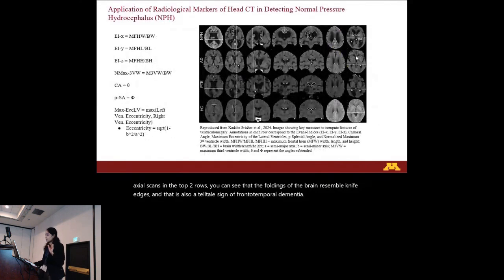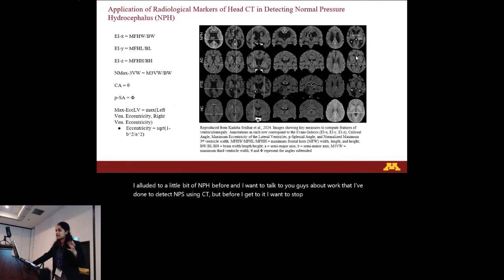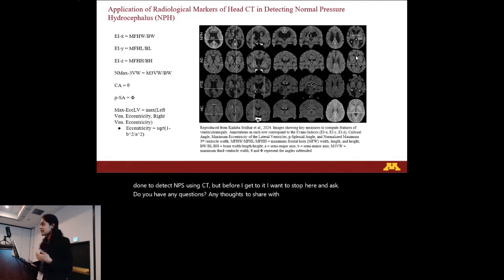I alluded to a little bit of NPH before, and I want to talk to you guys about work that I've done to detect NPH using CT. But before I get to it, I want to stop here and ask, do you have any questions, any thoughts to share with me, any feedback? Or does this resonate with any of your research so far?